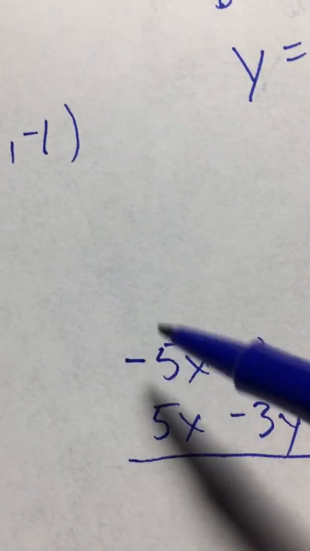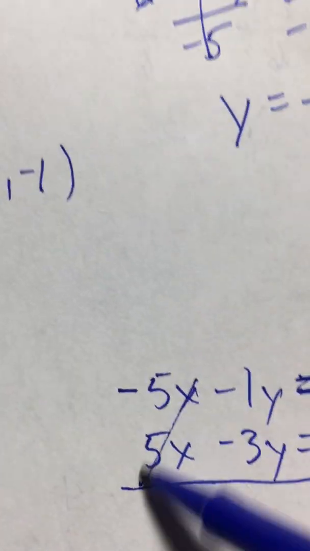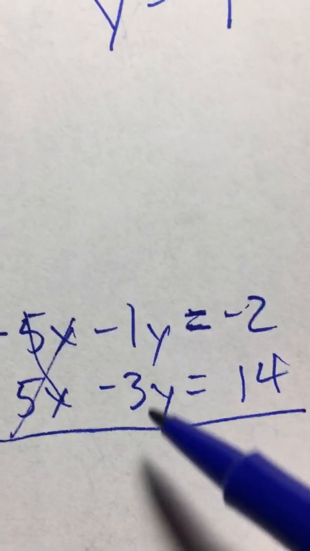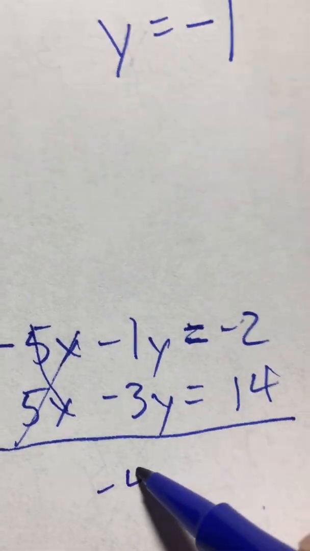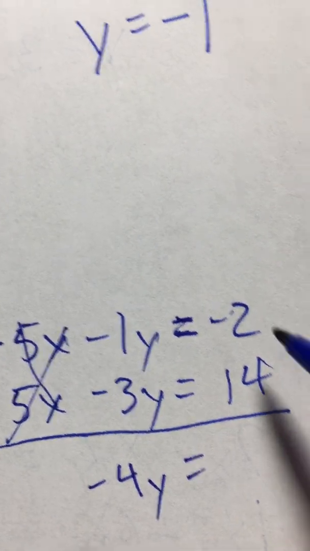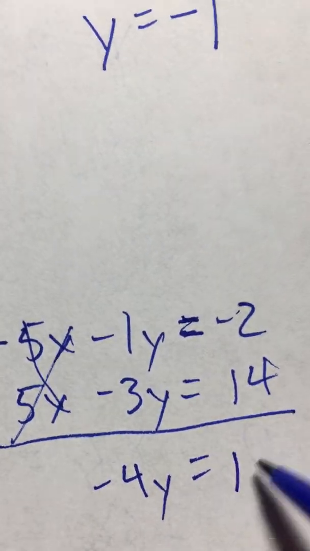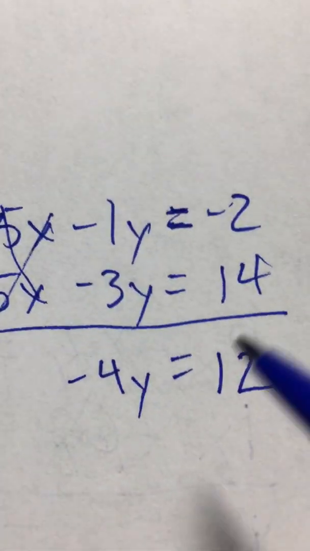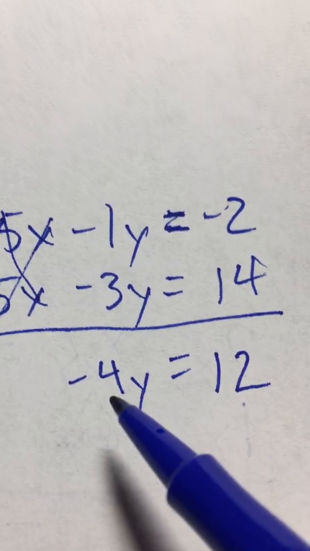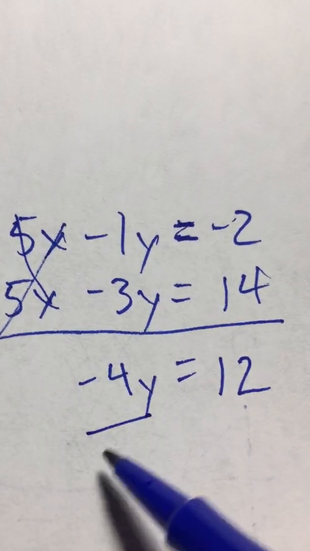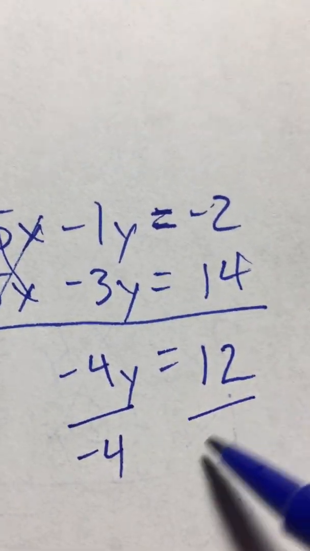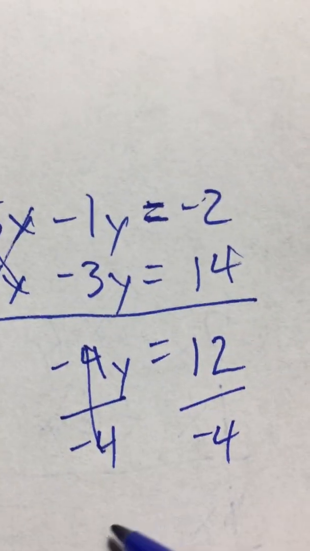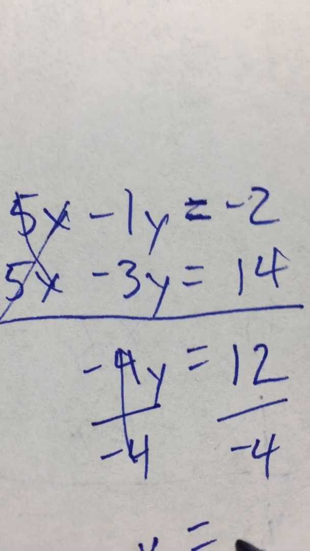So now that I have them rewritten, I can add them together. Of course, the x's now cancel out, which is what we wanted it to do. So the x's are gone. Negative 1 and negative 3 is a negative 4y. Equal sign comes down, and negative 2 plus 14 is a positive 12. All right, so negative 4 times y. How do you undo multiplying by a negative 4? We divide by a negative 4. If you do it to one side, we do it to the other side. Y equals, this is a negative 3.